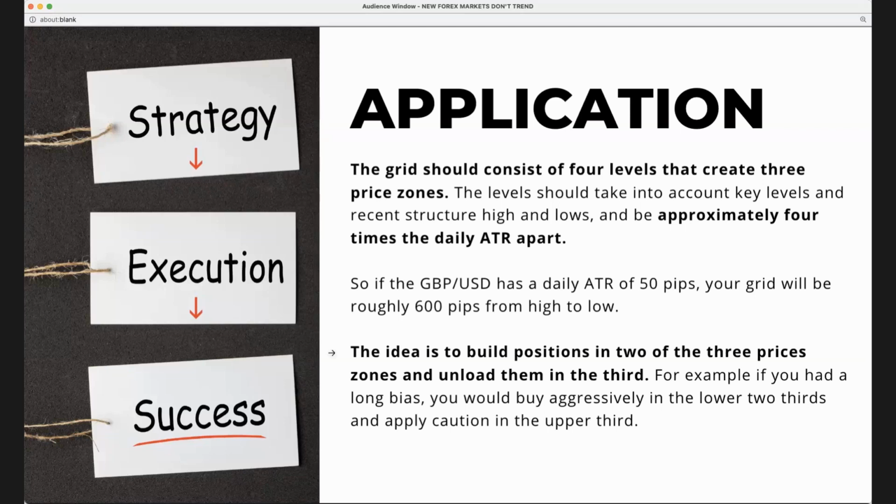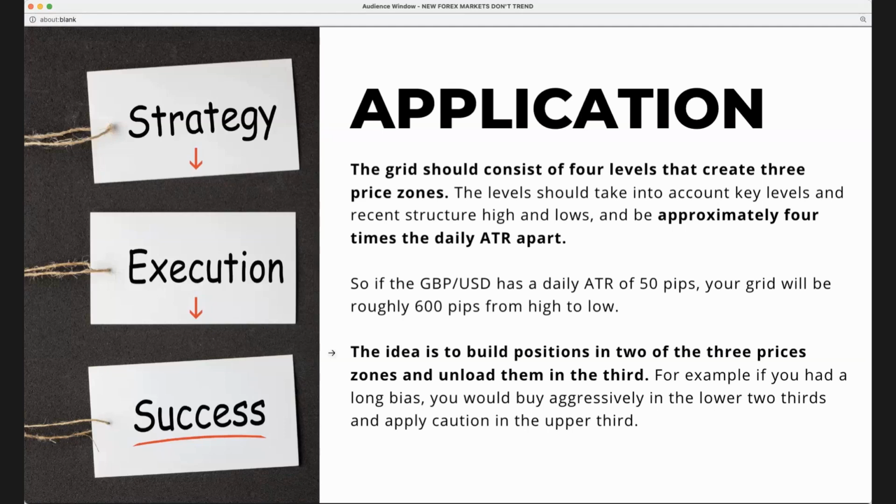So as I was saying, if we've got a daily ATR of 50 pips, then I know between one level and the next level, it's going to be roughly 200 pips. So from the low to the high, it's going to be approximately 600 pips. It doesn't have to be bang on because we want to take into account the various highs and lows, but that's roughly what you're looking at.